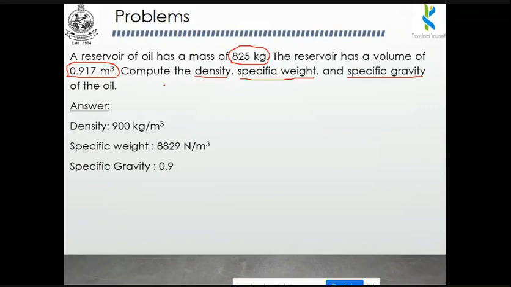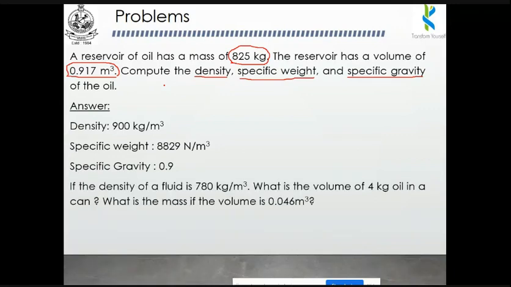Similarly, the second problem. I am going to read out this problem. If the density of the fluid is 780 kilogram per meter cube, what is the volume of 4 kilogram of oil in a can? The procedure is that we have to find the volume. For that, we have the value of density and also the value for mass. So you can find the volume. This is the first question.